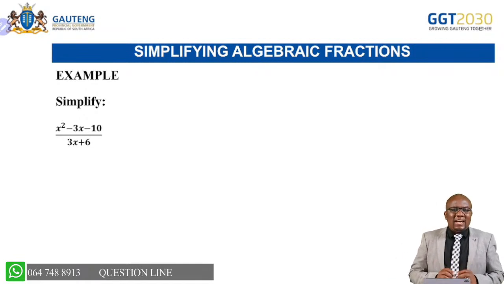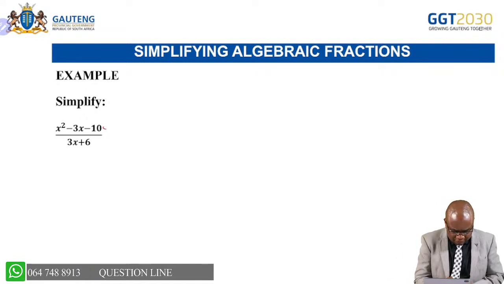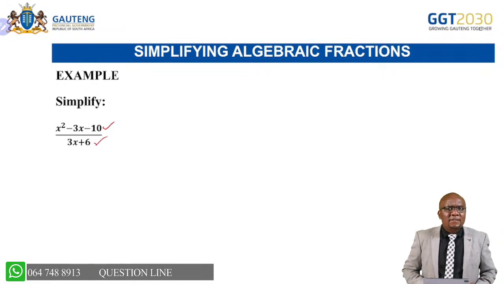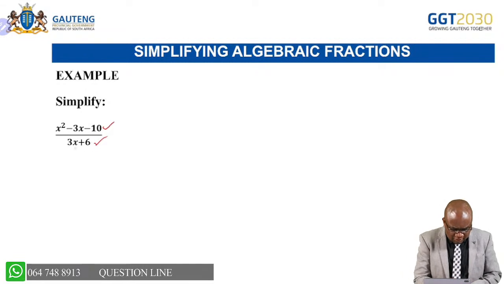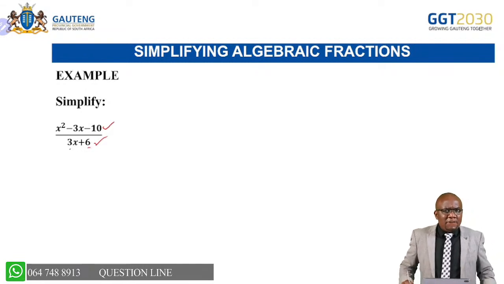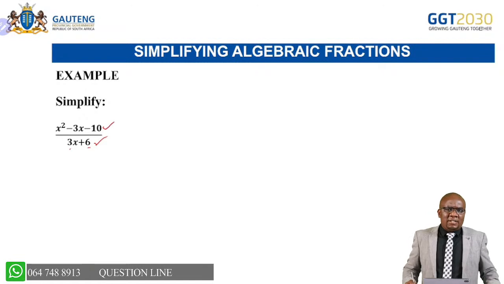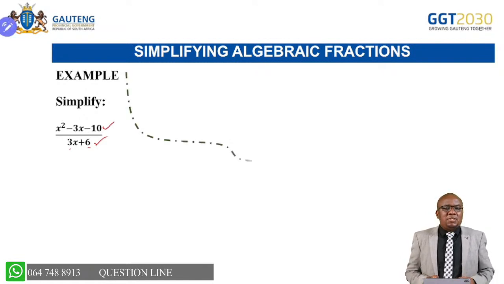I can see here I have the numerator and I have the denominator. What is this numerator? It is a quadratic trinomial. Can I factorize it? Yes, I can factorize it. The denominator is a binomial. Can I factorize it? Yes, I can factorize it. So now the next step is just to factorize those two and see what you're going to get.